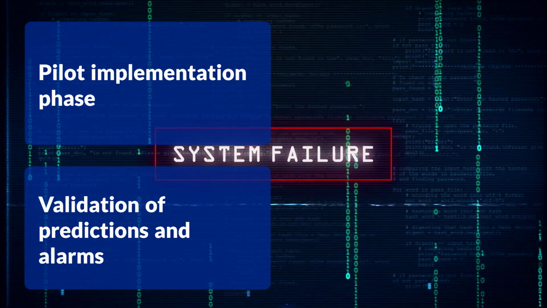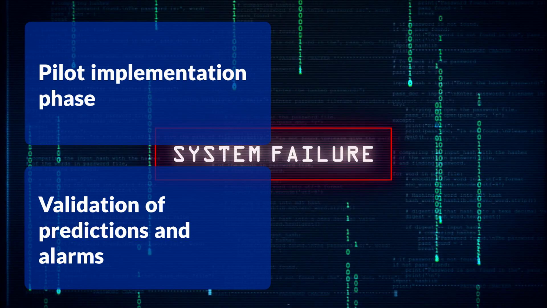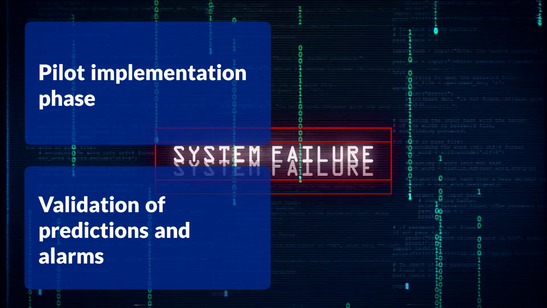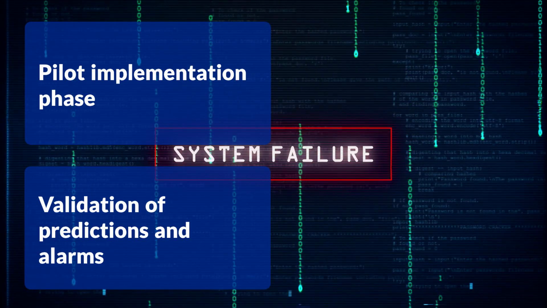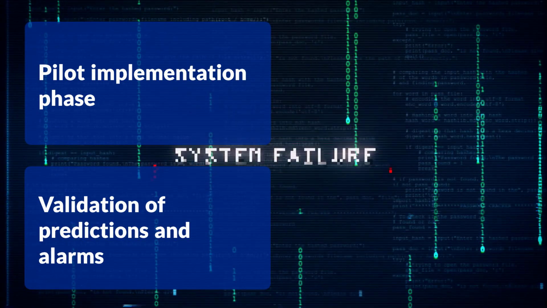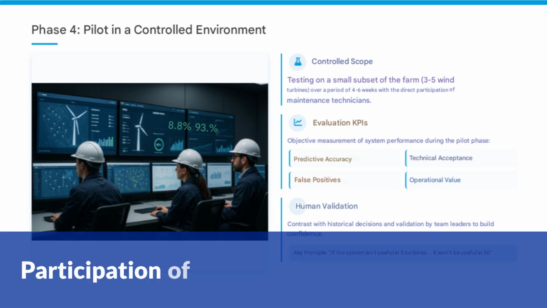The fourth phase is the implementation of a pilot in a controlled environment, a critical step to validate the system before its full-scale deployment. The main objective is to test the system on a reduced scale, allowing for a detailed evaluation of its performance. Predictions, generated alarms, and suggestions provided by agents are validated. This phase allows for fine-tuning the models and decision flows in a realistic but limited environment.